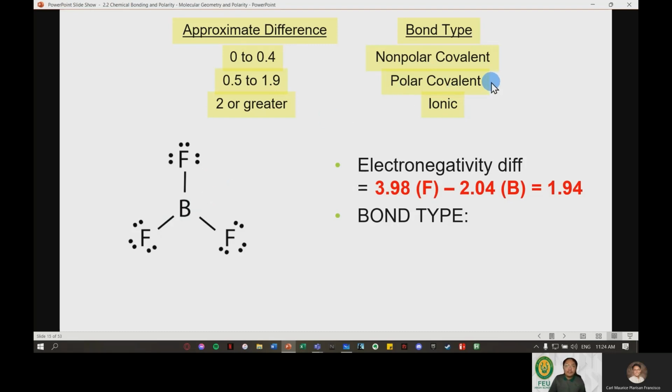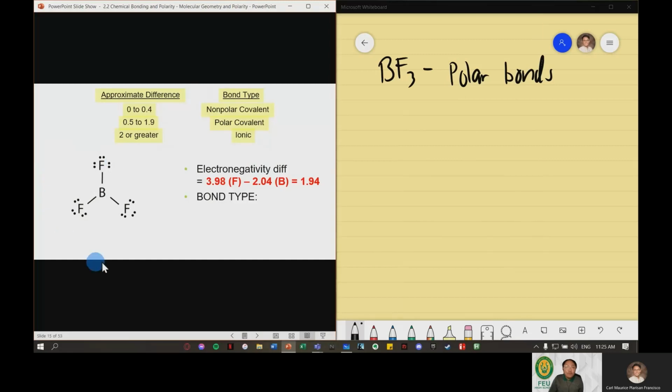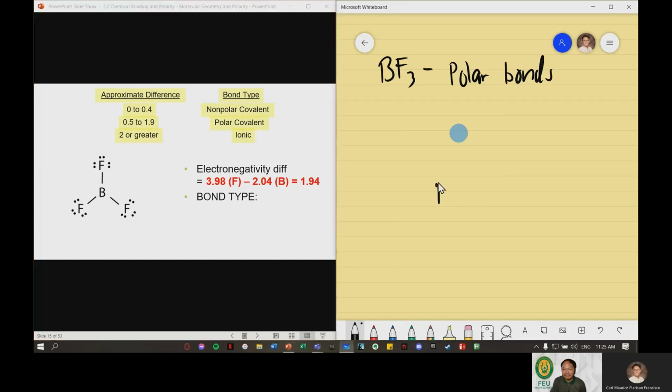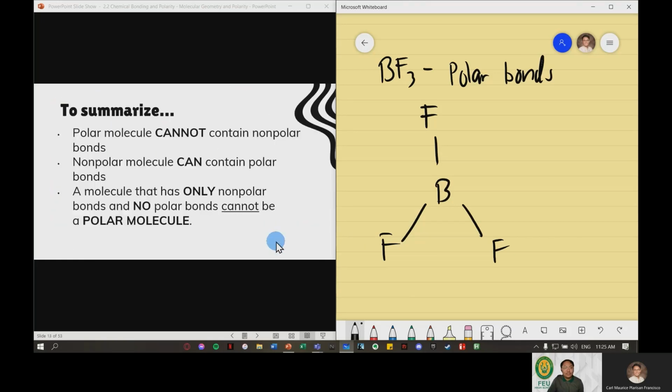Nalaman po natin na itong mga bonding, yung mga linya na yan, single bond, base sa electronegativity difference ay polar covalent. Papaano naman yung kabuuan, the totality rather, of the boron trifluoride? Let us check. We can identify the polarity of the whole molecule via checking the symmetry. So let us go back to the conditional statements.